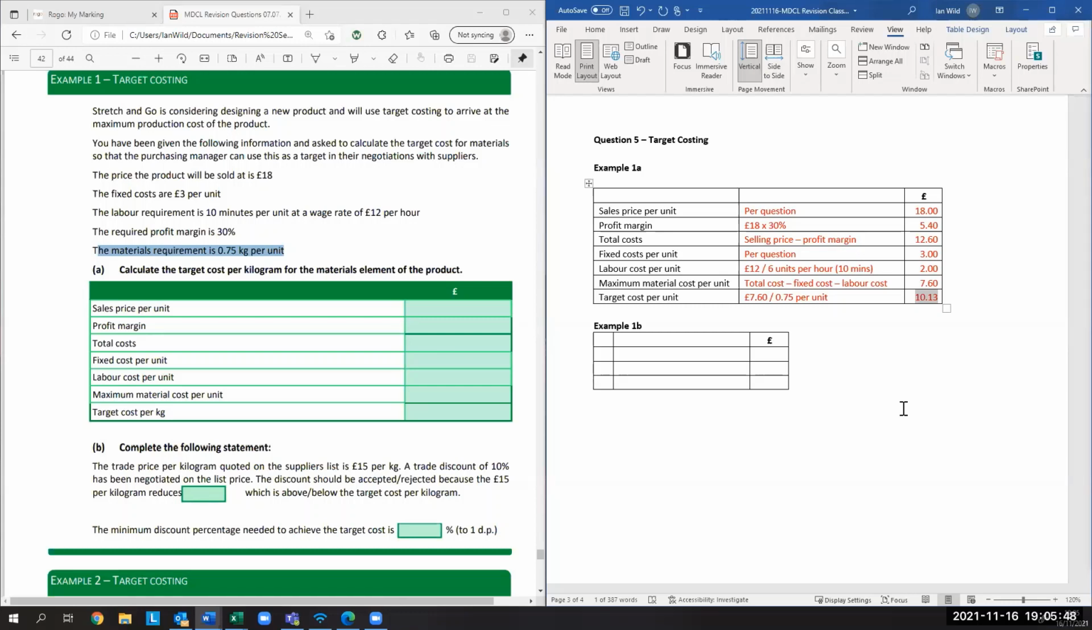So I just want you to be aware of that. Hopefully everybody followed that one all okay. Step by step by step, you're right, Caroline, build it up. Put in the figures that you know straight away, the ones that you're given in the question. Then, based on your knowledge of margin, we can work out our profit and our overall target cost. Watch for where it says 10 minutes per unit and make sure we get that right. It doesn't mean 10 units per hour or 10 units per minute. It's 10 minutes per unit. So we need to get that right.